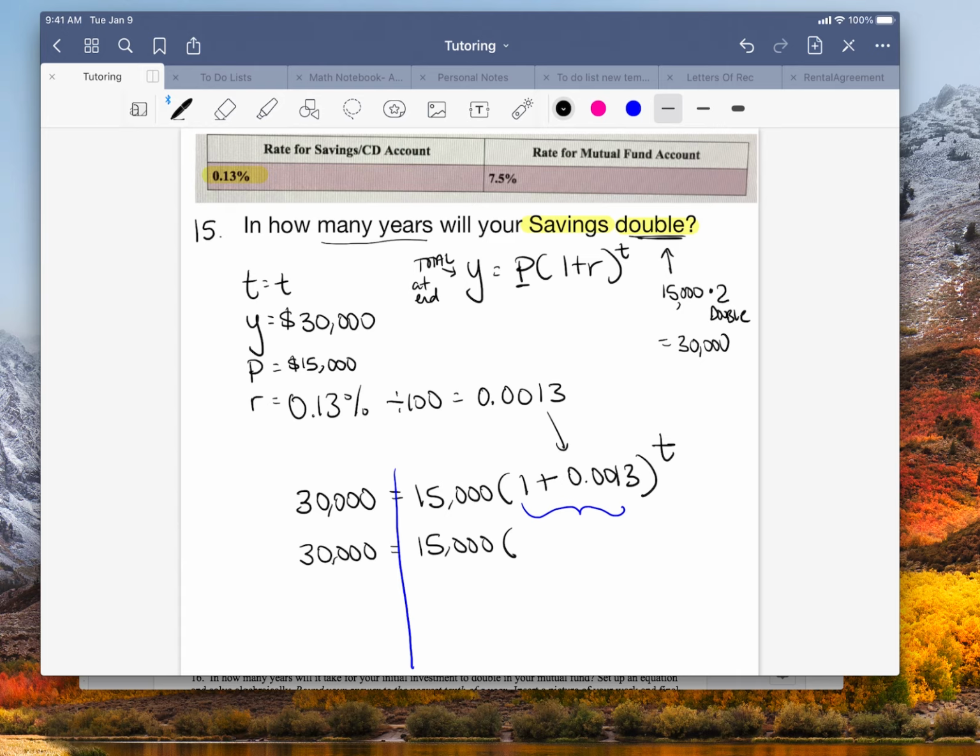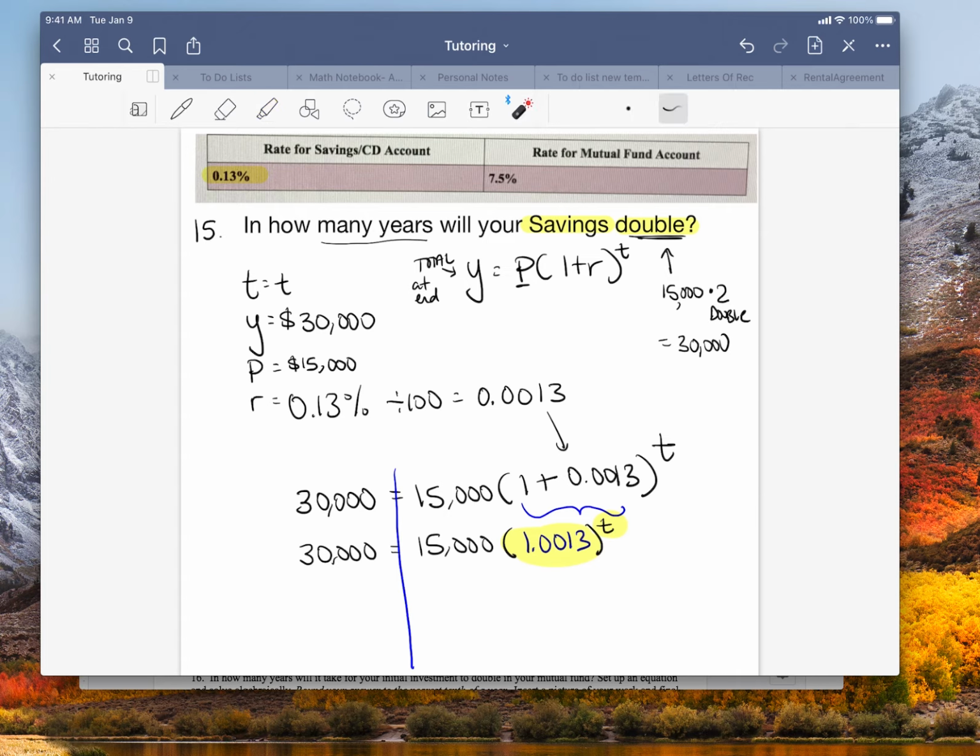And I can add that together. And when I do, I just get 1.0013. Remember that your numbers are going to be different because you have a different rate, but it'll be the same idea. Now, I want to get the exponent and the base by itself. Here's my exponent. Here's my base.